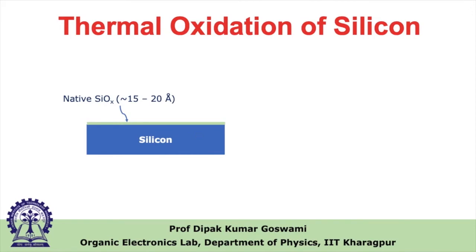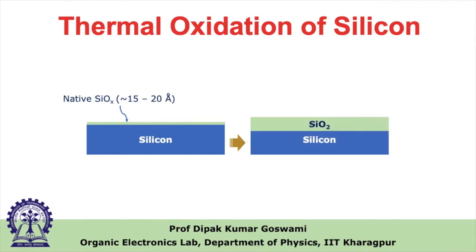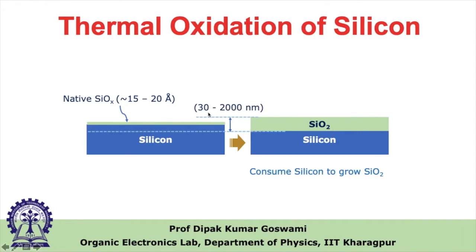But for the fabrication of the device, this 15 to 20 angstrom SiOx layer is not good, and you need to grow a real silicon dioxide layer, a thick dielectric layer, depending on the purpose. What you do is convert some of the silicon layer into an oxidized silicon dioxide layer, right? And this thickness can be really high, like 30 to 2000 nanometer.